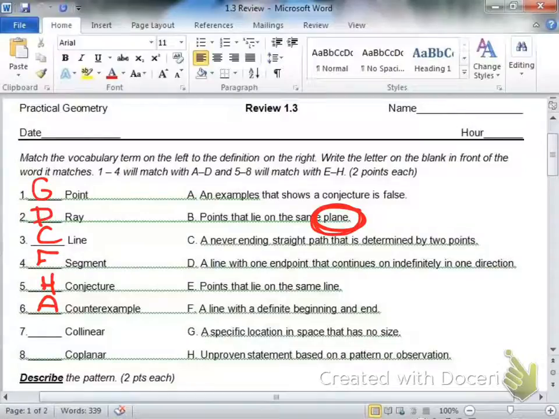So that would be planar. So that's B. And then where is the one with the line? Line is E. So collinear is E. Coplanar is B. I will leave those on the board for just a second. Check them. Fix your mistakes.